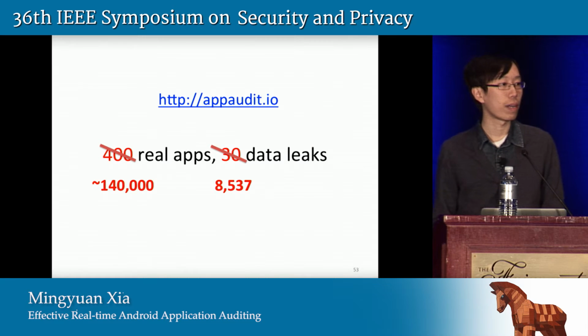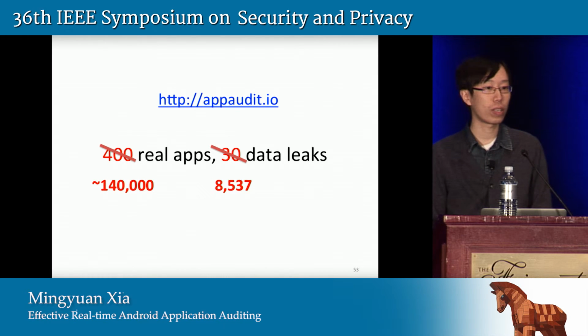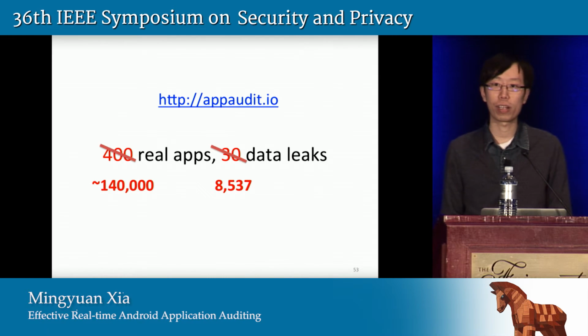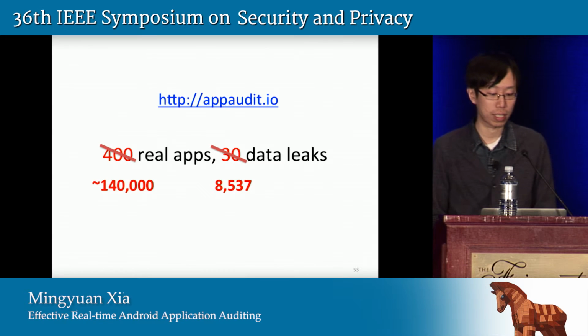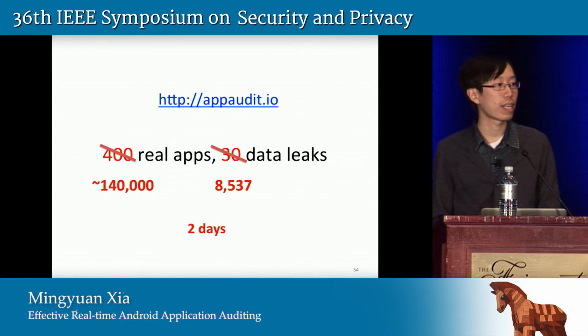We have set up a cloud scanning infrastructure, AppAudit.io. We have now scanned over 140,000 apps, and we have uncovered more than 8,000 data leaks. It takes us slightly less than 2 days to finish all of them with 3 medium-class blade servers.